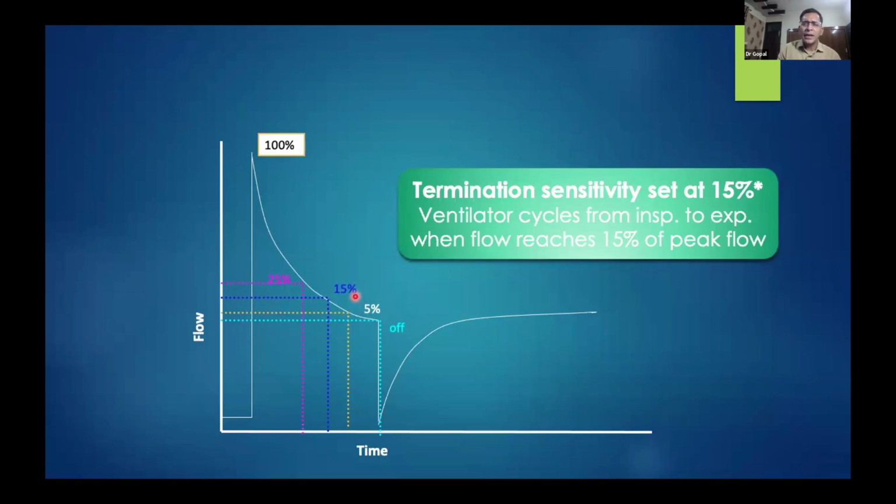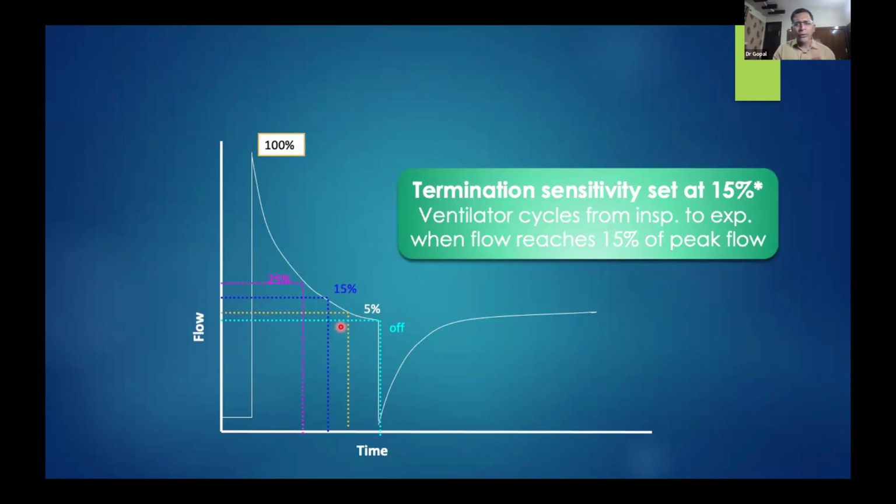Normally, you can set it up in any mode, but usually by default, PSV mode is flow cycled. Again, I'll repeat it. Termination sensitivity: suppose I set a termination sensitivity of 25%. That means whenever the flow reaches 25% of the peak flow, it will switch to exhalation mode. It will not allow further inspiration. Okay. So that reduces the duration of inspiratory hold and minimal ventilation period, and the cycling is very smooth and there is proper ventilation.